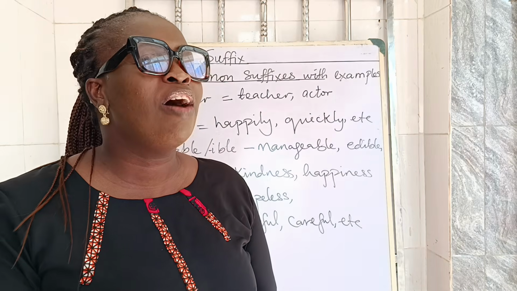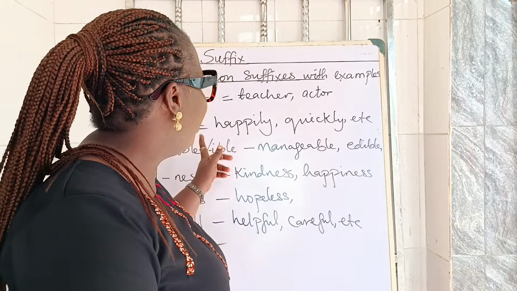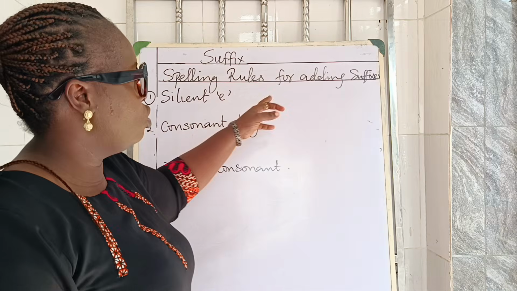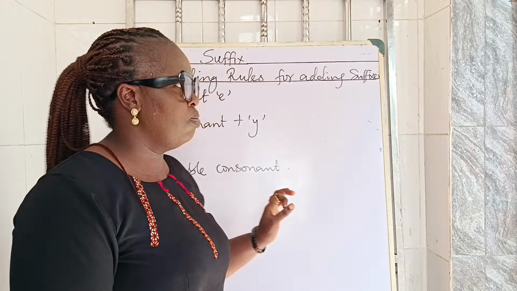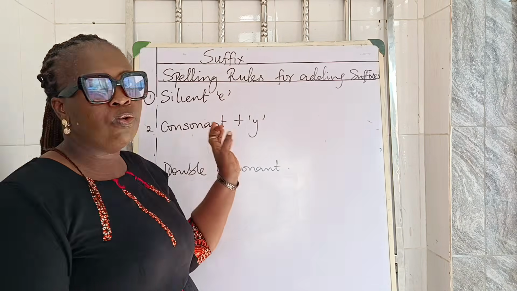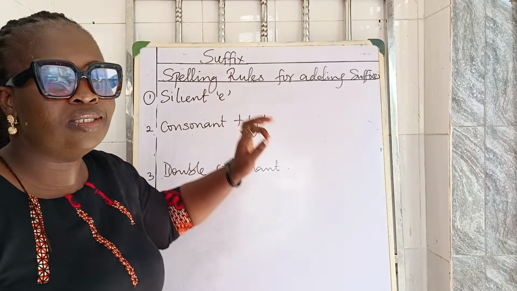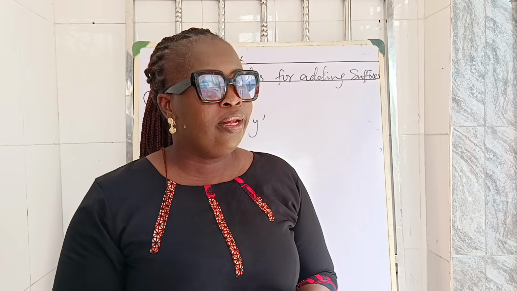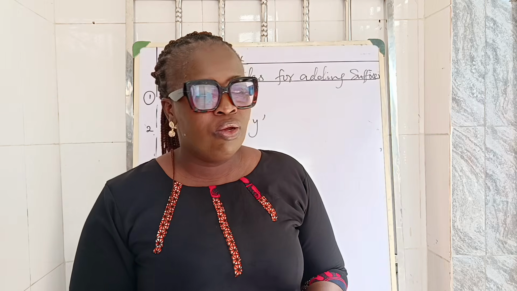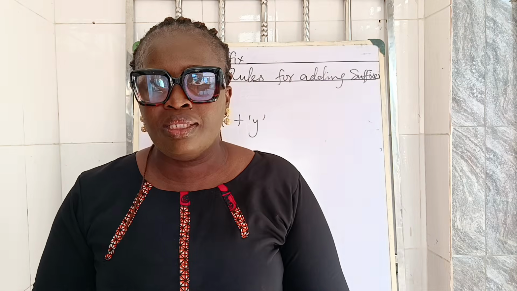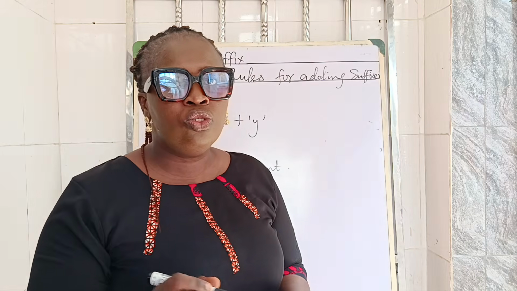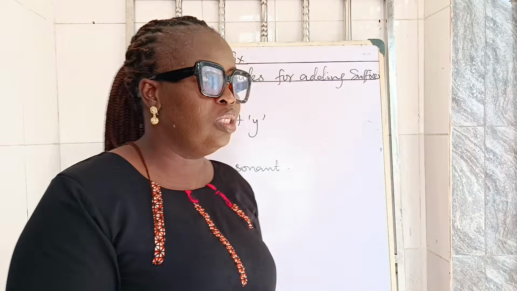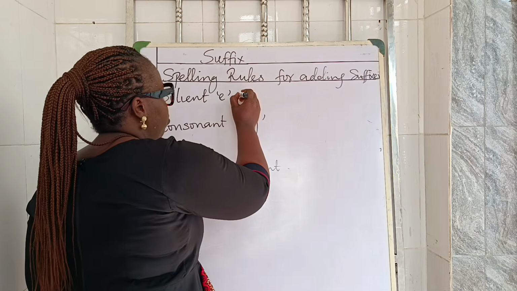Now, we'll also have the spelling rules that will guide us in suffixes. Let's look at spelling rules for adding suffixes. One of the rules is when you have a silent letter E ending the root word and beginning with a suffix. For you to add your suffix, what do you do to words that have a silent letter E? An example is hope.